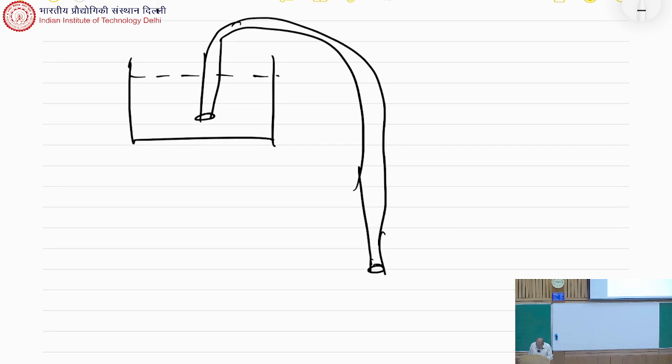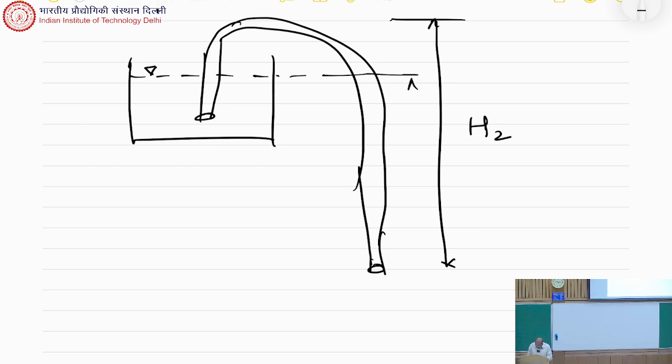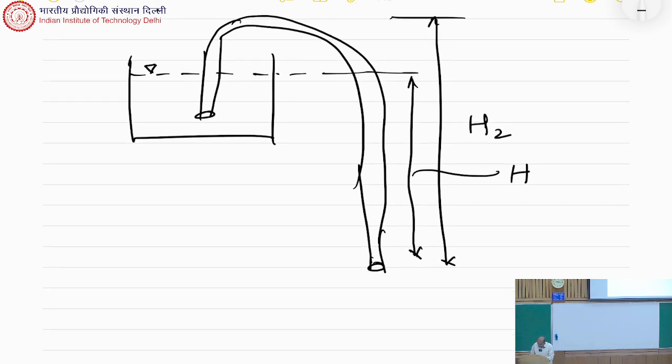So now, here what is given to us is, this is the free surface and this total height is, let us say, h2. This height is h, and we are asked to find the flow rate through the pipe.